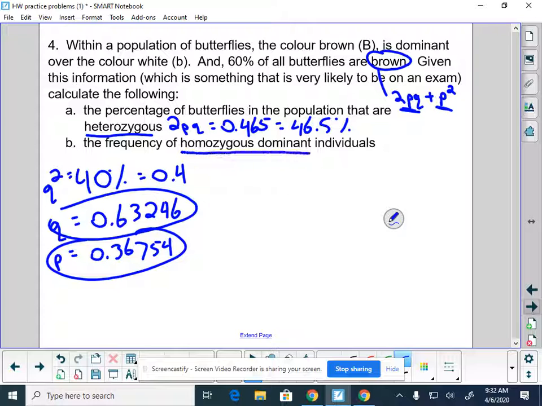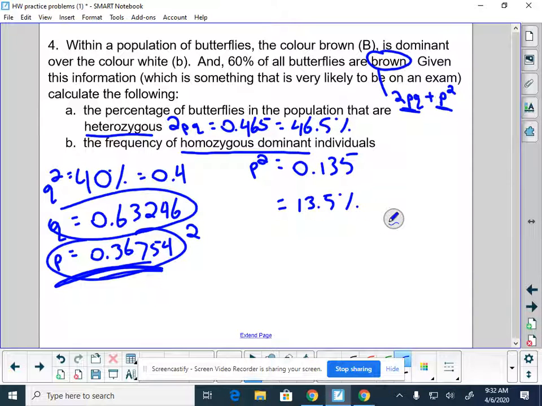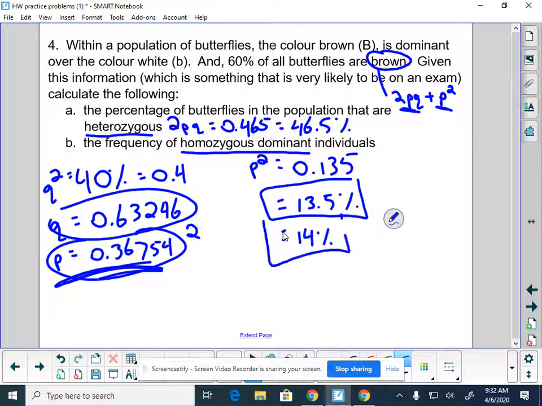Next one, they want P squareds. We have our P right here. We square it to give us 0.135. And again, as a percentage, 13.5%. Maybe they asked it as a whole number, 14%, depending on what the question was asking for. It's different on different tests and different questions. Make sure you understand how many decimal points they want for your final answer.